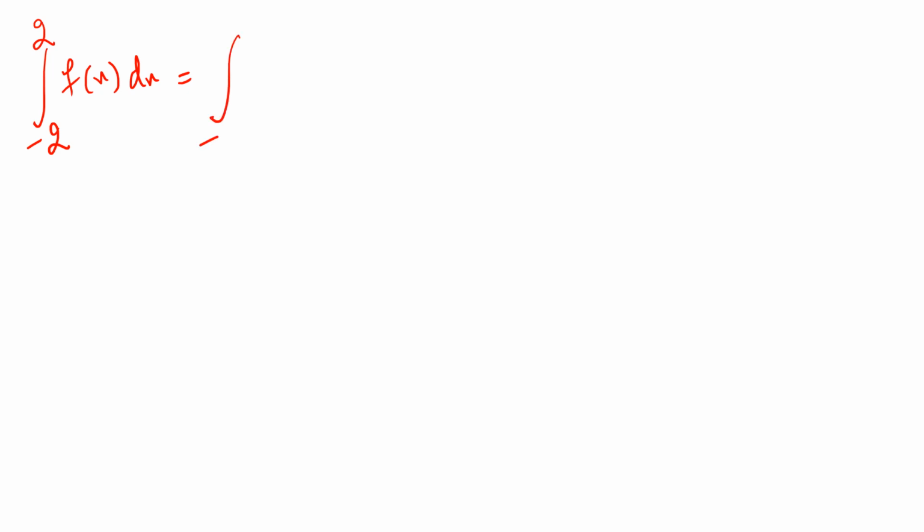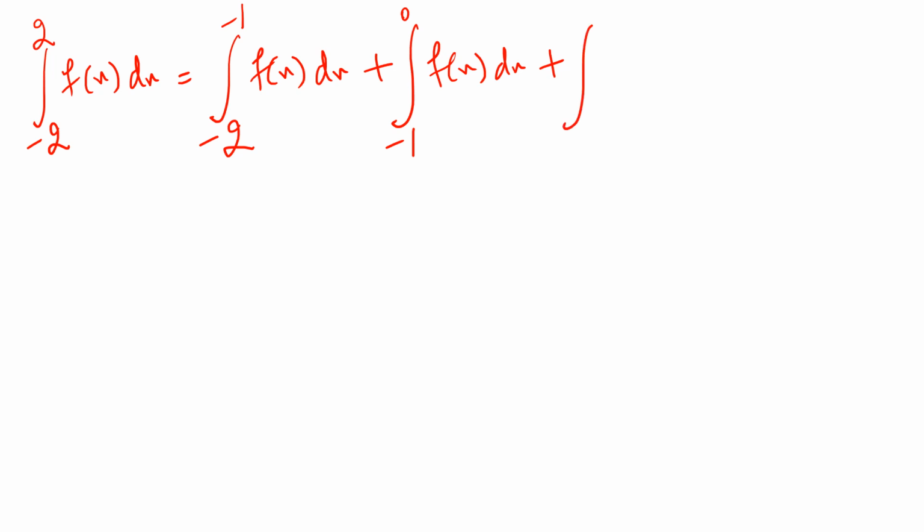The first integral is minus 2 to minus 1 f of x dx plus integral minus 1 to 0 f of x dx plus integral 0 to 1 f of x dx, and lastly from 1 to 2 f of x dx. So that means you have to divide or break this integral at 3 values of x, that is minus 1, 0 and 1. Now students, we will evaluate these integrals.